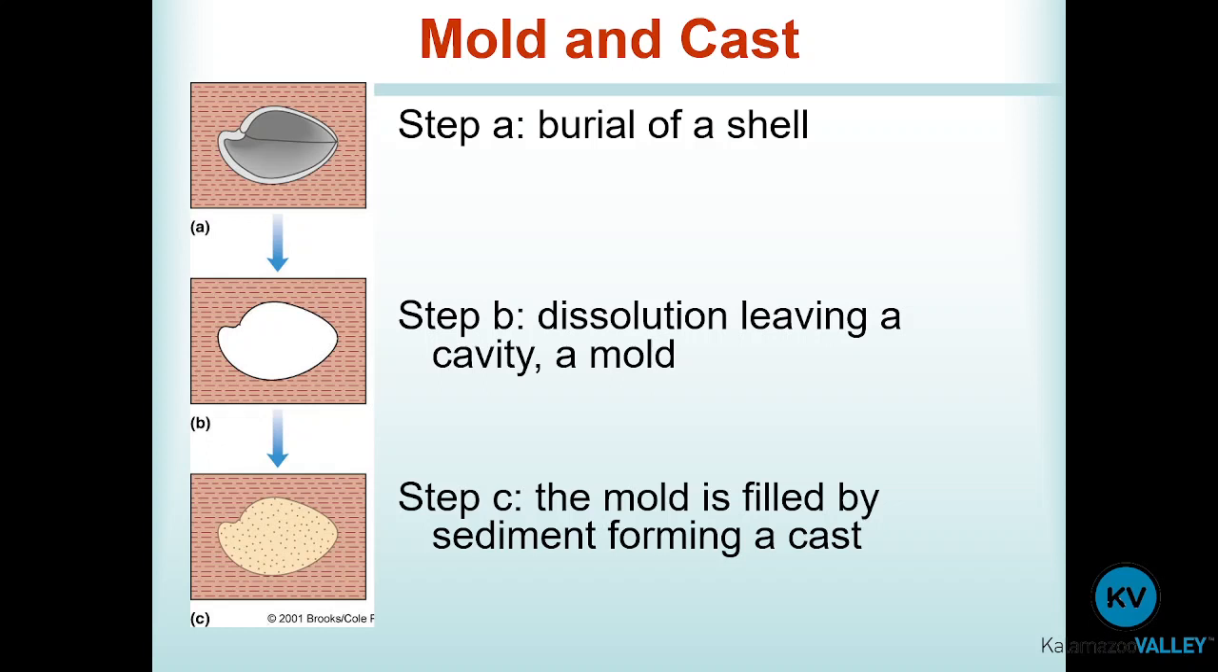And so if we then later were to dig this up and pull this out, we would be able to separate this into two different pieces. Number one, the mold, which would look much like the shell, and then the cast, which would just be that empty hole made by the burial of the shell in the first place.